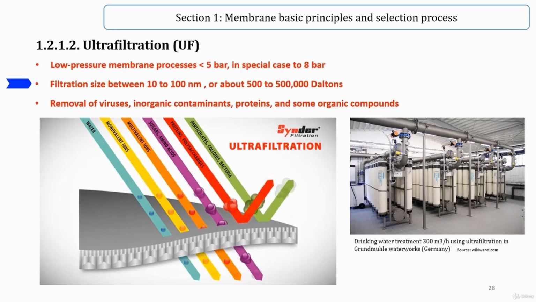Ultrafiltration membranes fall between nanofiltration and microfiltration, with a pore size range between 10 to 100 nanometers, or about 500 to 500,000 daltons in molecular weight. Ultrafiltration membranes typically operate between 3 to 5 bar, of course in some special cases up to 8 bar, and are dependent on transmembrane pressure to drive the separation process.